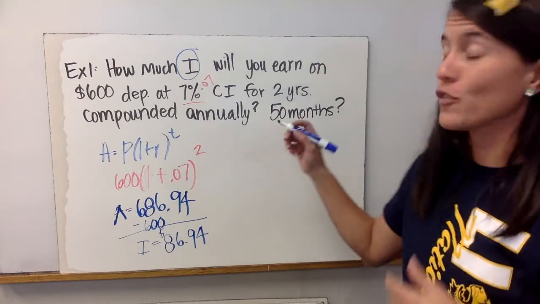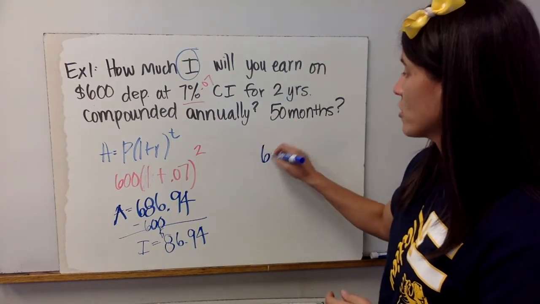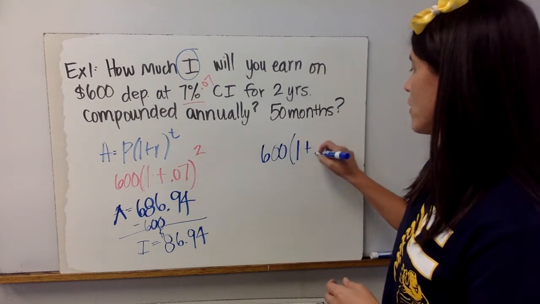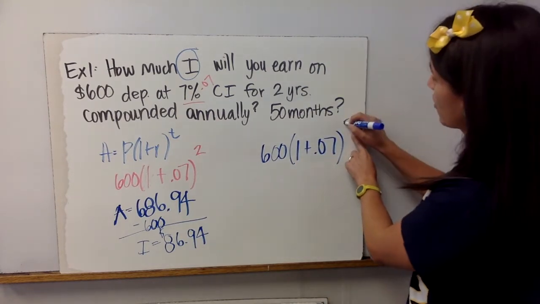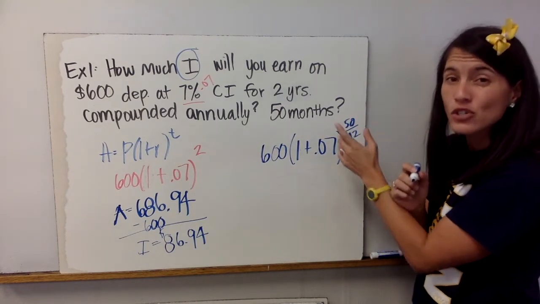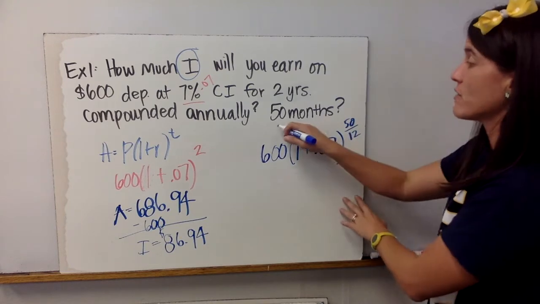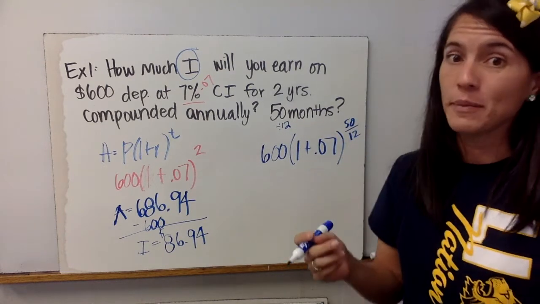Let me show you how to do it for 50 months. Now 50 months is not years. So we're going to have the same thing, except instead of putting 2 years, we're going to put 50 out of 12. Because that's how you convert 50 months. We divide it by 12 to find out how many years. And then you're going to type it into your calculator.